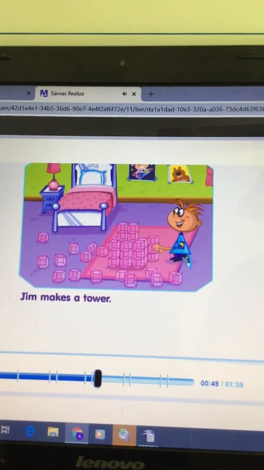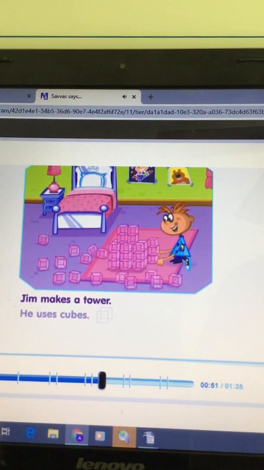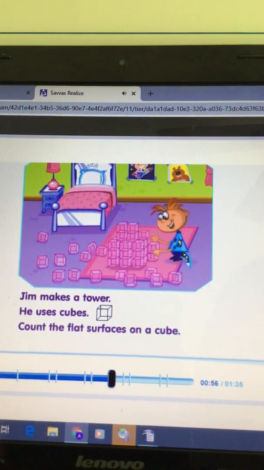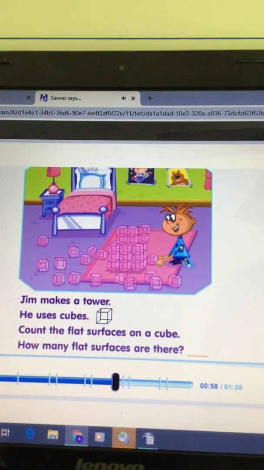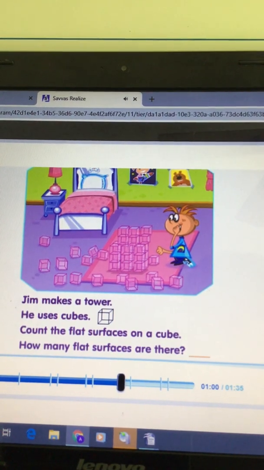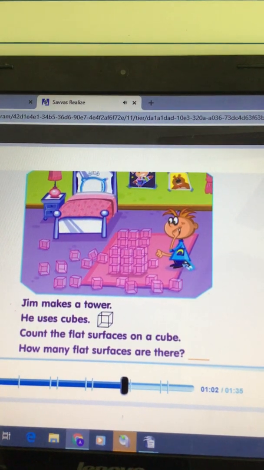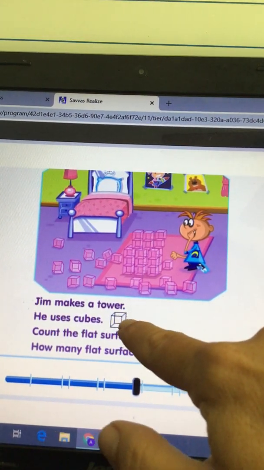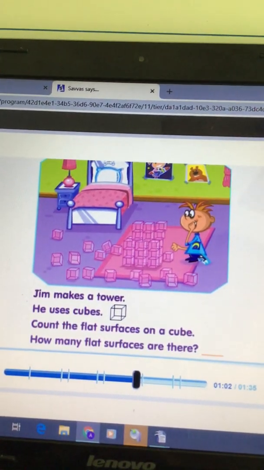Jim makes a tower. He uses cubes. Count the flat surfaces on a cube. How many flat surfaces are there? Okay, so a cube is a little bit different. It has 1, 2, 3, 4, 5, 6. 6 flat surfaces. 6.